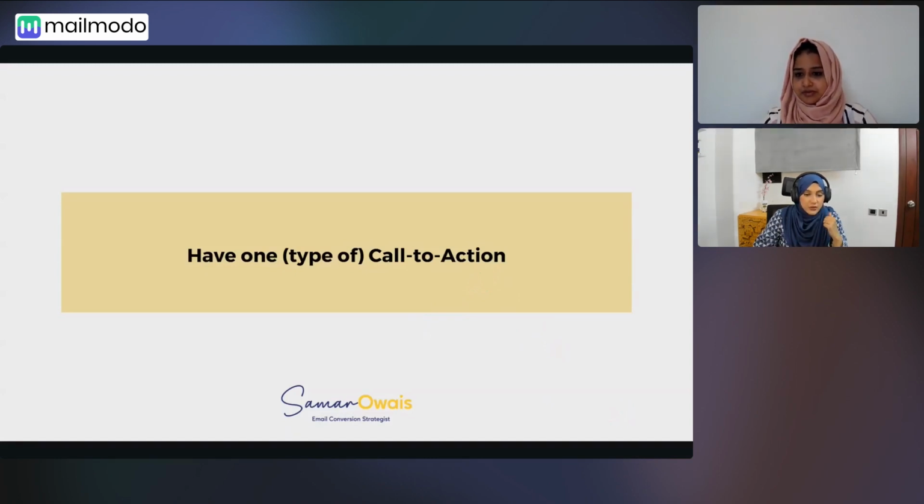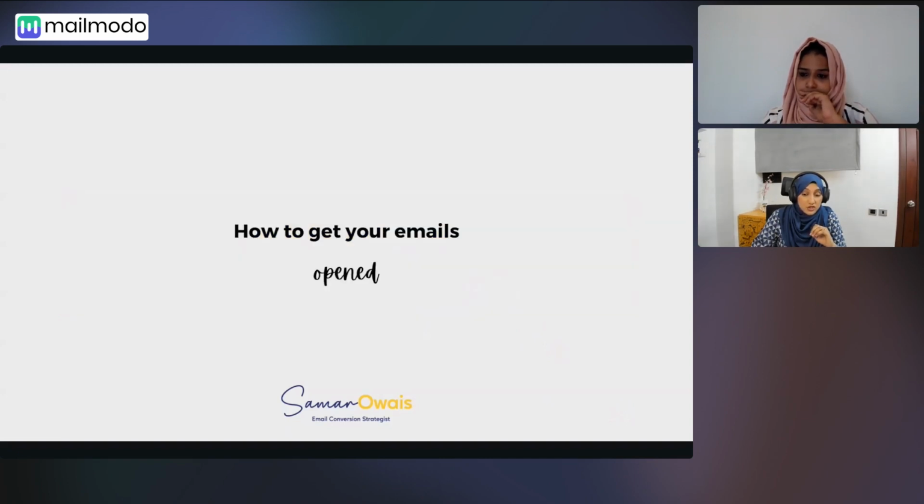The rule of one is write to one person, share one idea per email, and have one type of call to action. Now, if your emails are not following the rule of one, I know it's going to be tough, but my advice is stick to it. If you become used to it, writing emails just becomes so much easier. I can't even tell you guys.